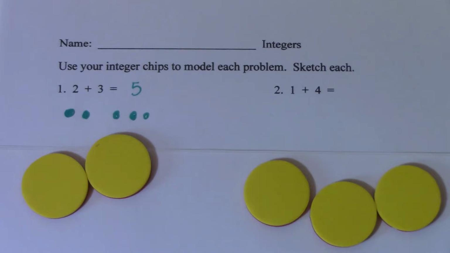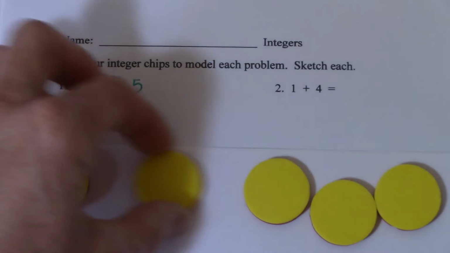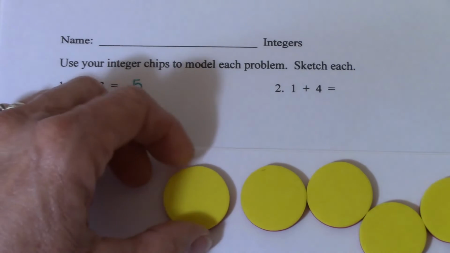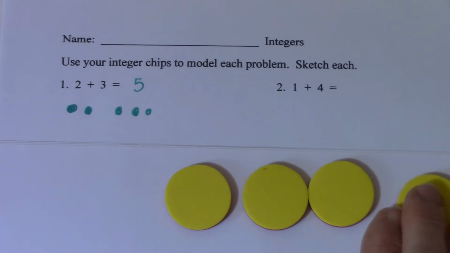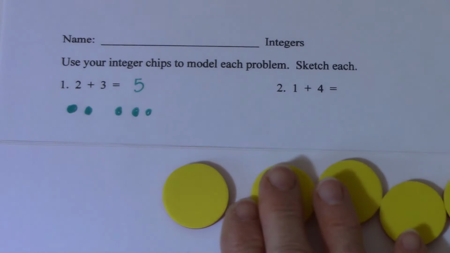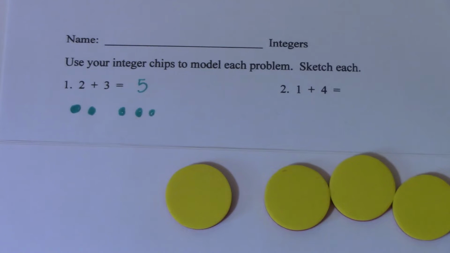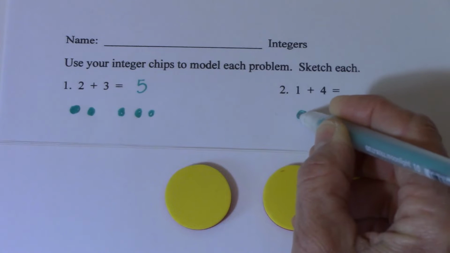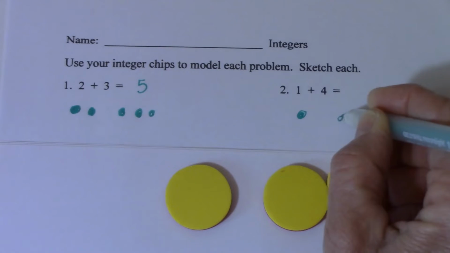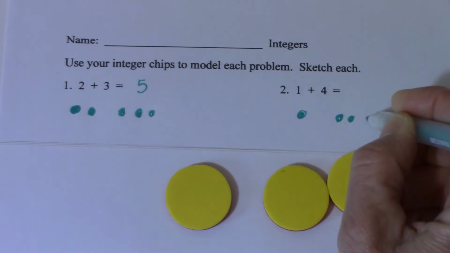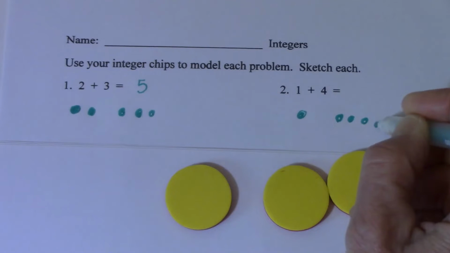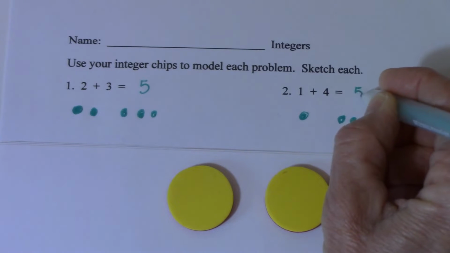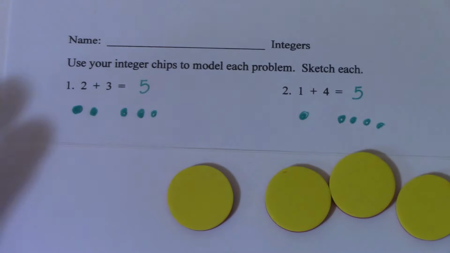For the next problem, I have 1 plus 4. And we will see that the answer is also 5. So we would sketch that as a 1 plus 4, and that answer is also 5.